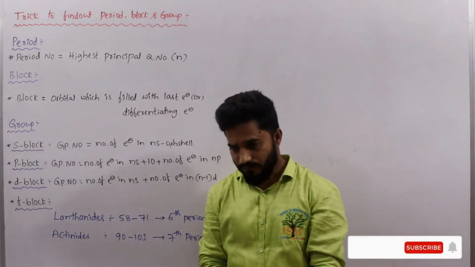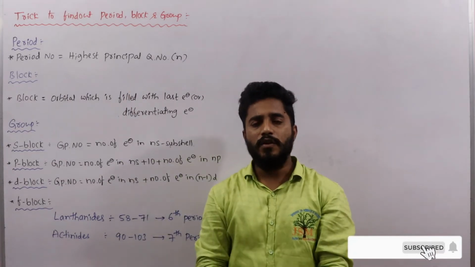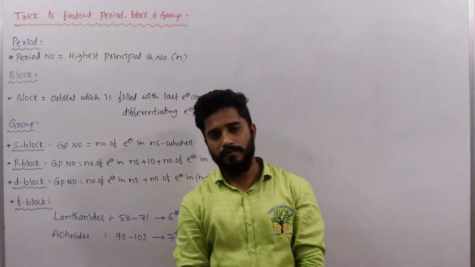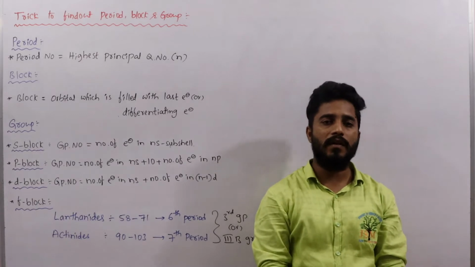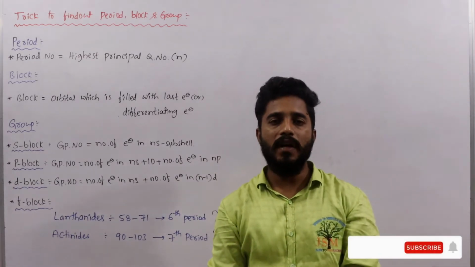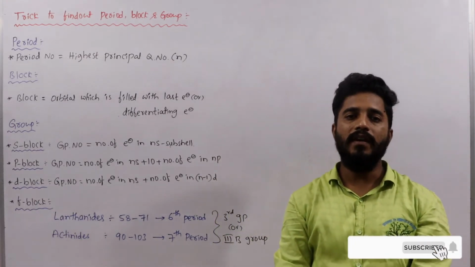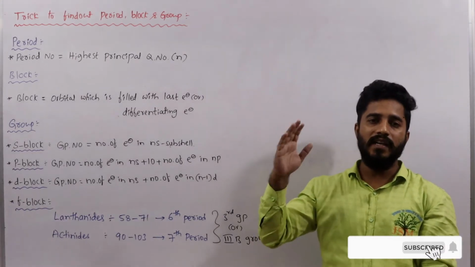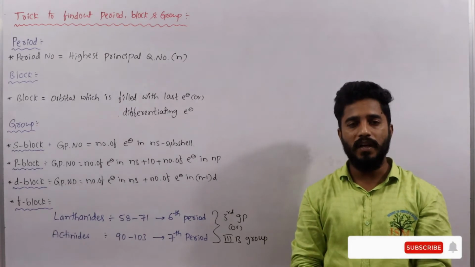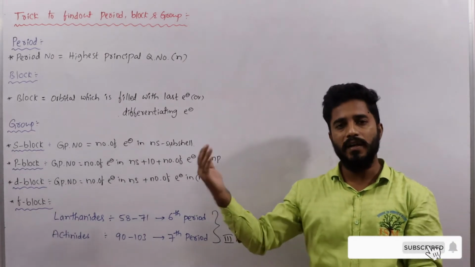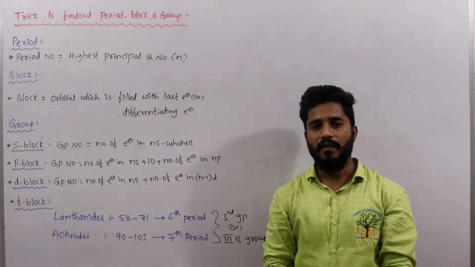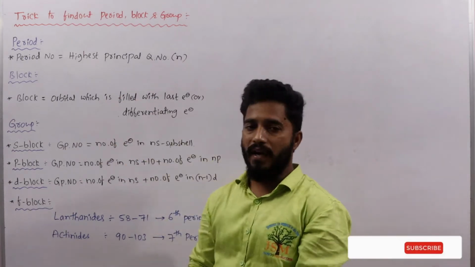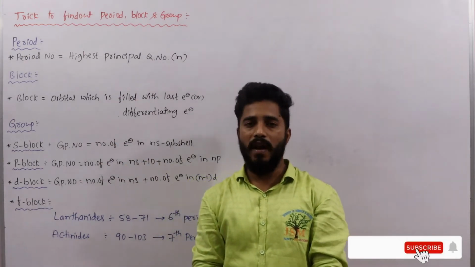If you take periods, the period number is always equal to the highest principal quantum number for a given configuration. In the given configuration, what is the highest principal quantum number that we have to find out first? That is nothing but the period number. Next, block. How to find out the block?